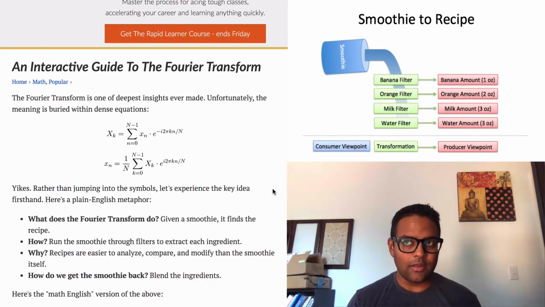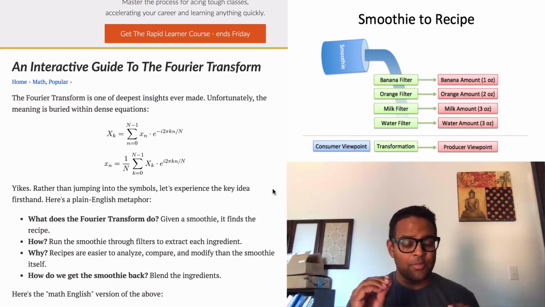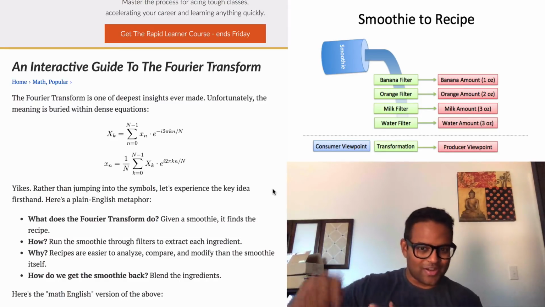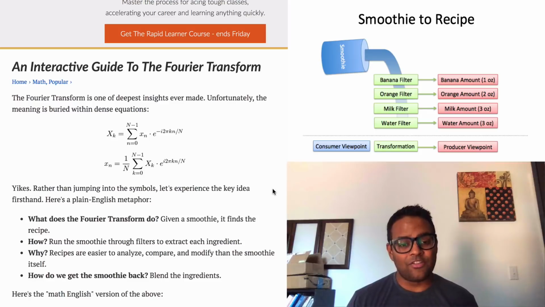Now, how do you do that? Well, you essentially run the smoothie through a bunch of filters, and you essentially measure every ingredient. And once you've measured every ingredient, you essentially have a recipe that corresponds to that smoothie. The reason you do this is because recipes are easier to compare, modify, and adjust than the smoothie itself, right? If you want to make a new smoothie, change the recipe. Don't try to pull the banana out of the smoothie you already have. So the Fourier transform essentially lets us get the recipe behind a signal.